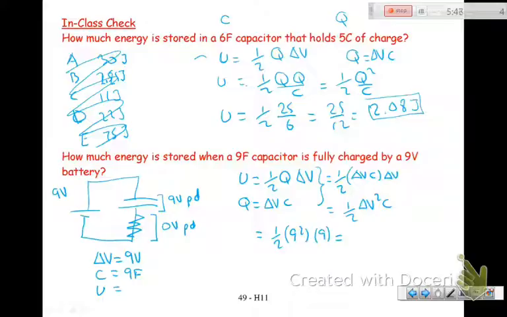729 over 2, which is a big number. 3 what? 364.5. Is that right? I'll take your word for it. And that was the cool. What is the symbol for the... oh, joules. Sorry about that. That's U, joules. Cool. Last little bit.